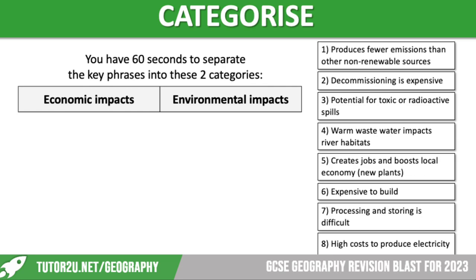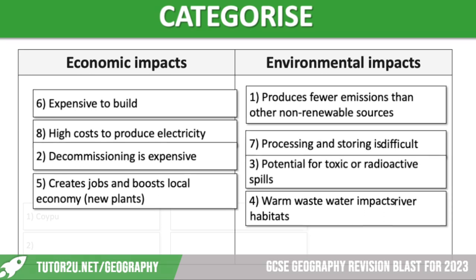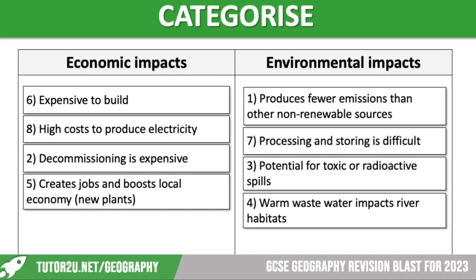Okay, let's have a look. So our economic impacts are that it's expensive to build, high cost to produce electricity, decommissioning is expensive, but it does create jobs and boost local economy by the new plants. There are lots of environmental impacts. It does produce fewer emissions than other non-renewable sources. Processing and storing is difficult. There is a potential for toxic or radioactive spills, and the warm water that comes as a waste byproduct impacts river habitats.